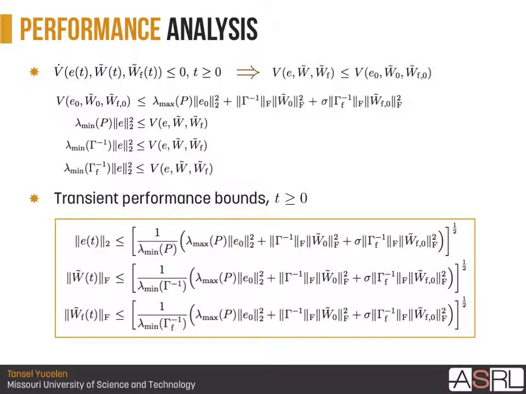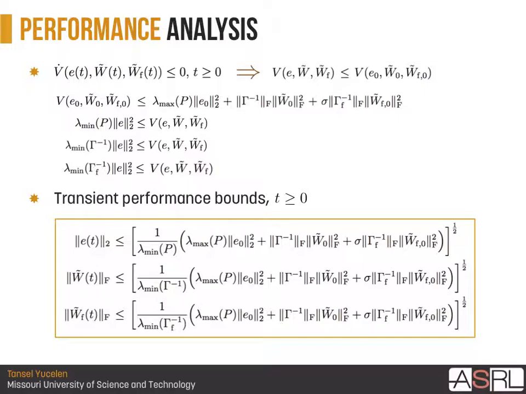Now, regarding performance analysis, since V dot is negative definite, not semi-negative definite, you can say that starting from these initial conditions, this V is decreasing, so you can come up with this upper bound on the Lyapunov function initial conditions, as well as lower bounds on the time response of this V. Basically, you can say that the transient performance bounds on the errors W tilde and W tilde F are upper bounded by those constants. And of course, you are more interested in your upper bound on the error.